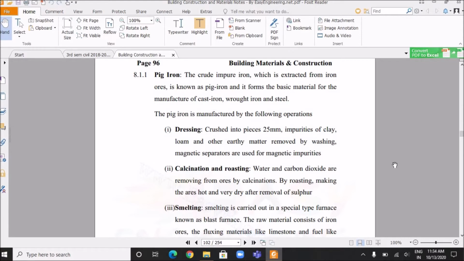Second step is calcination and roasting. Water and carbon dioxide are removed from ores by calcination. By roasting, the ores are made hot and very dry after removal of sulfur.